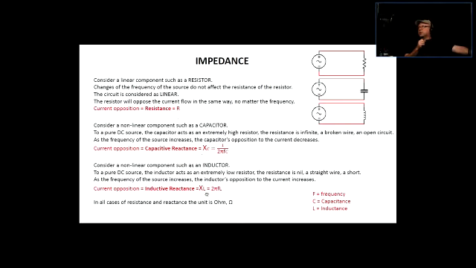And with the inductor, we're talking about the inductive reactance. And of course, here's the formula that you all know by now, 2 pi FL, where 2 is 2, pi is pi, F is frequency, and L stands for inductance, which is in Henrys, and the capacitance is in farads. In all cases of resistance and reactance, the unit is ohm. So we measure that in ohms. We just express it in different ways.